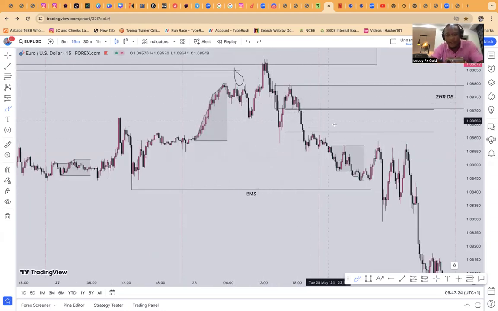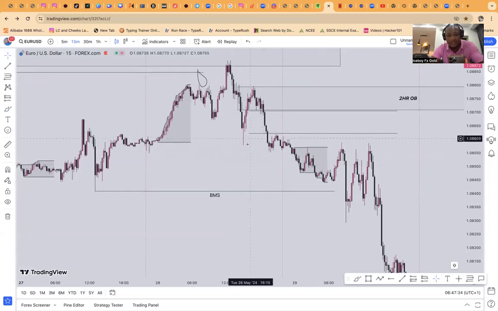Okay. After that, what next are we going to be looking at? Definitely is price taking out the second structure, which is this area. And trust me, guys, you need to just understand these things. This is another level where price actually swept off liquidity. Price swept off this liquidity at this level.